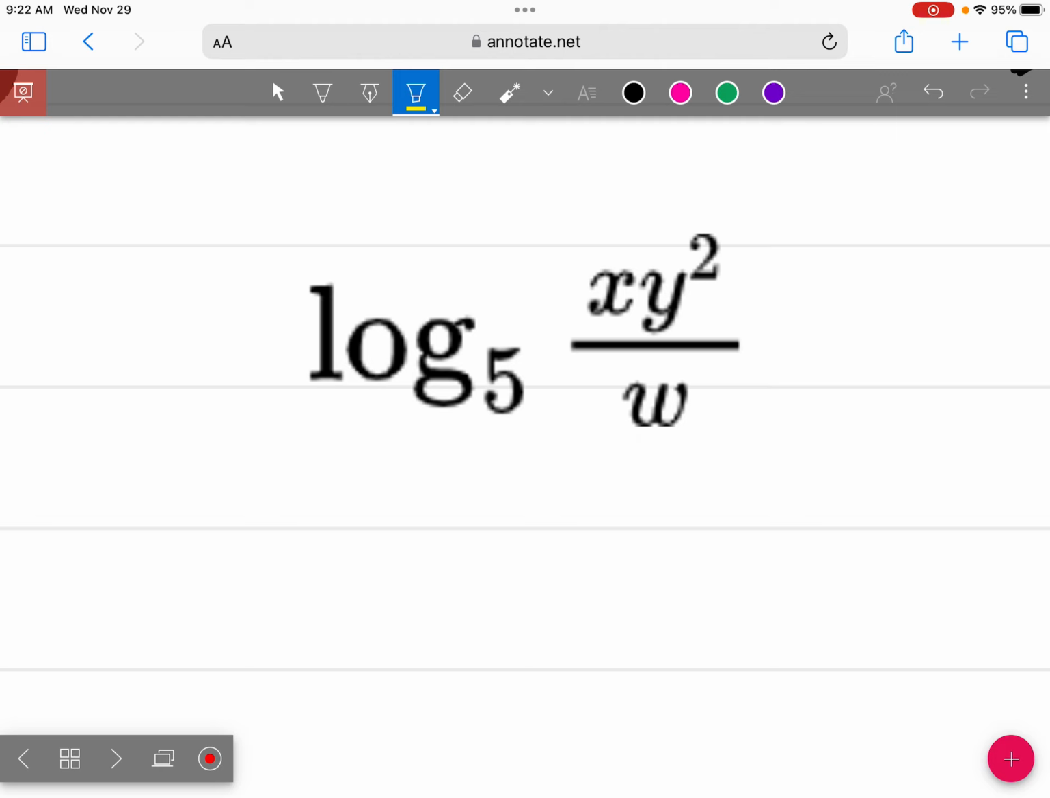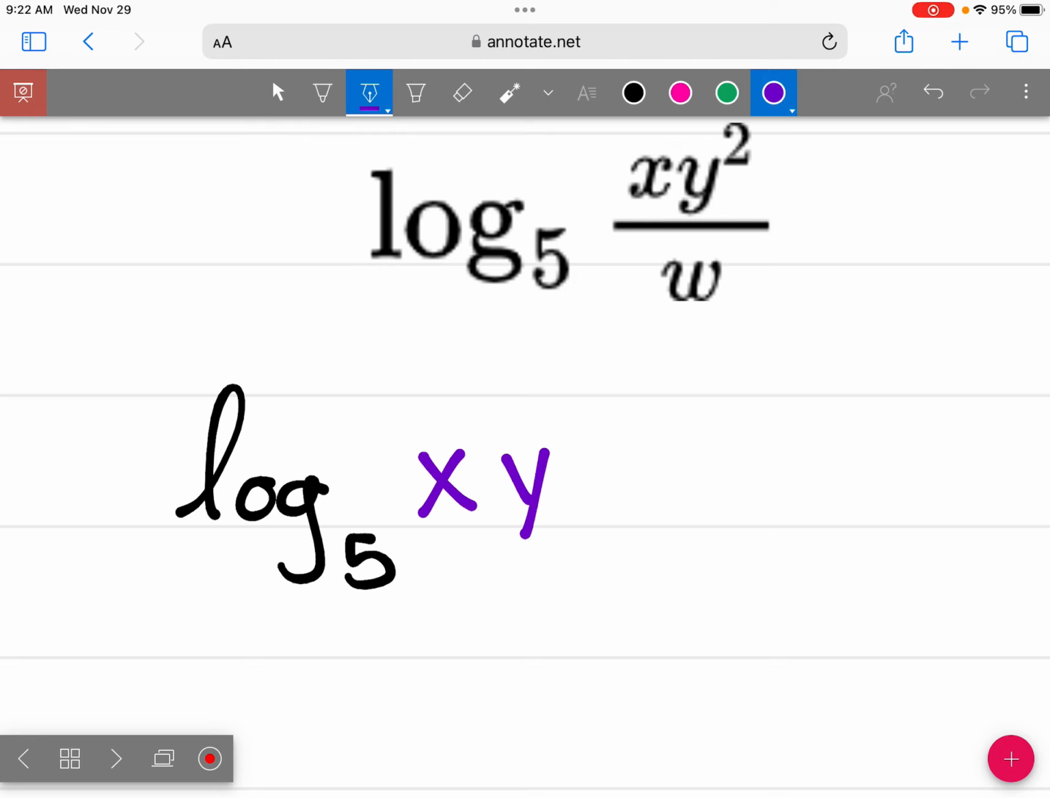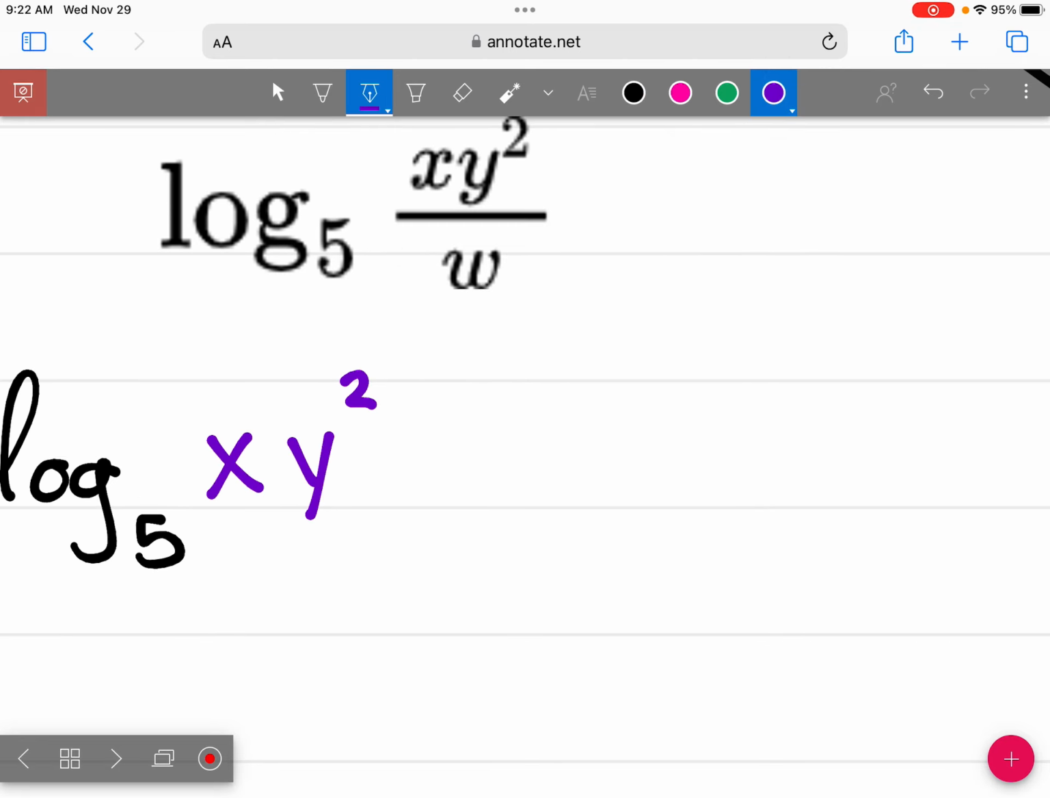The next one is slightly longer. Log base 5 of xy squared over w. So we're still going to start with our outermost operation. We are starting with our division. We start with our quotient property. So we're going to have log base 5 of the numerator, x, y squared, minus log base 5 of w.